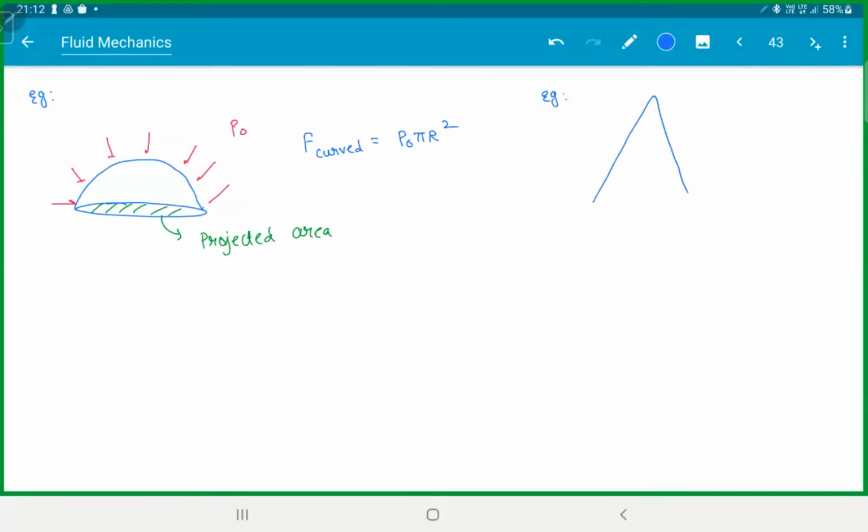Suppose I take something like this, a cone of height h and radius r. What is the projected area of this? Let's say pressure is acting like this. Now, what is the projected area? Again, this thing, no? Basically getting a flat area. When you keep it, it should become a closed figure. So the force on this curved part will again be P naught into pi r square. Suppose you take a half cylinder like this, how do I draw this?